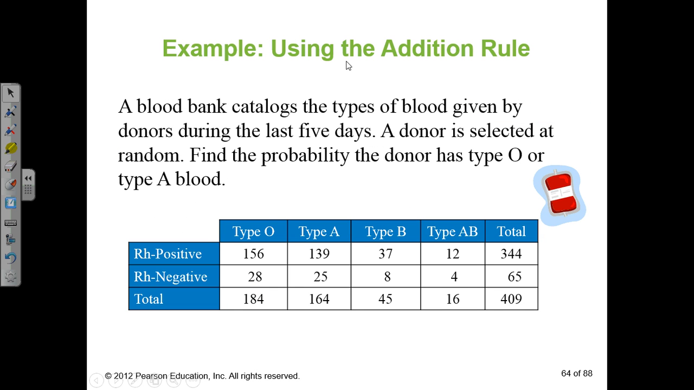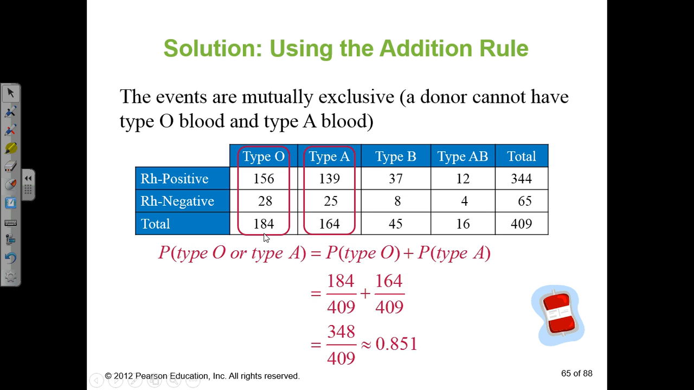Let's look at another example using the addition rule. Suppose we want to pick one donor and find the probability that that one donor has type A or type O blood. Well, the types of blood are mutually exclusive. There are 184 out of the 409 that have type O blood. 164 out of the 409 have type A blood. We counted nobody twice. So that probability is 184 plus 164 divided by 409, or approximately a little over 85% chance.